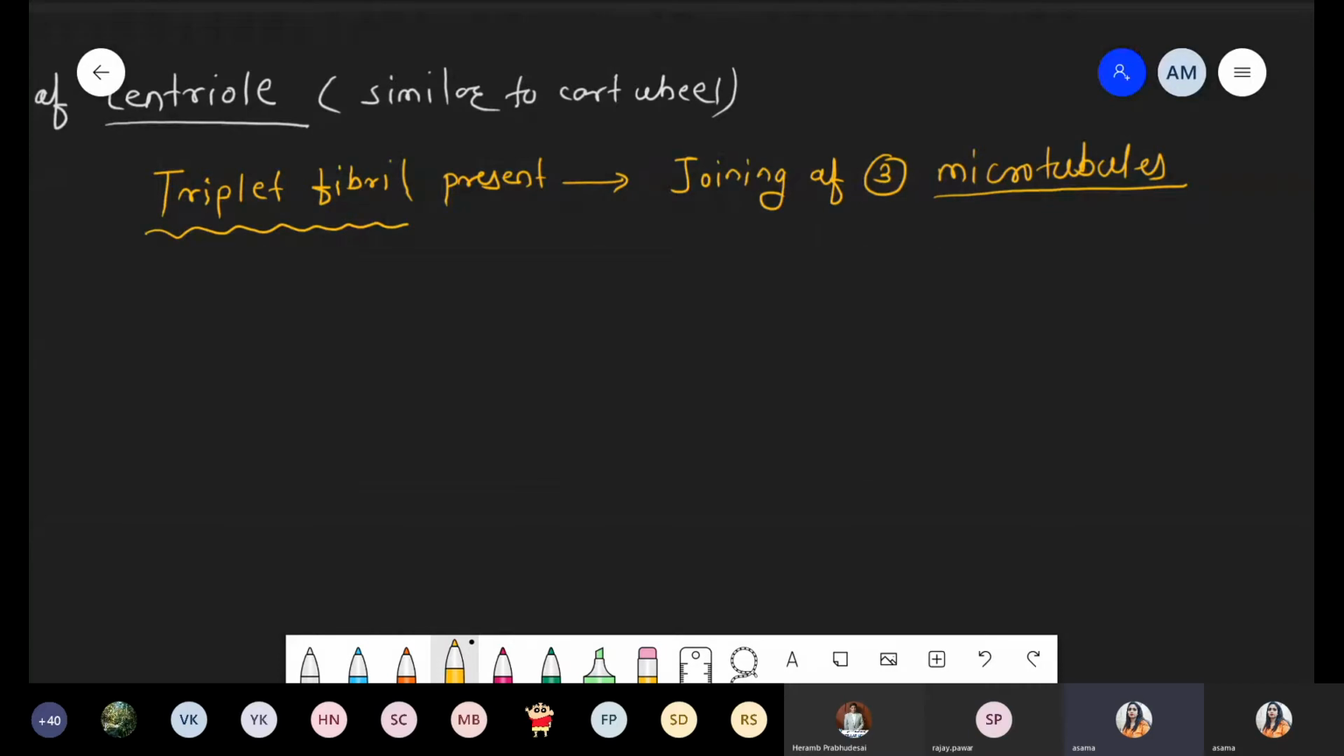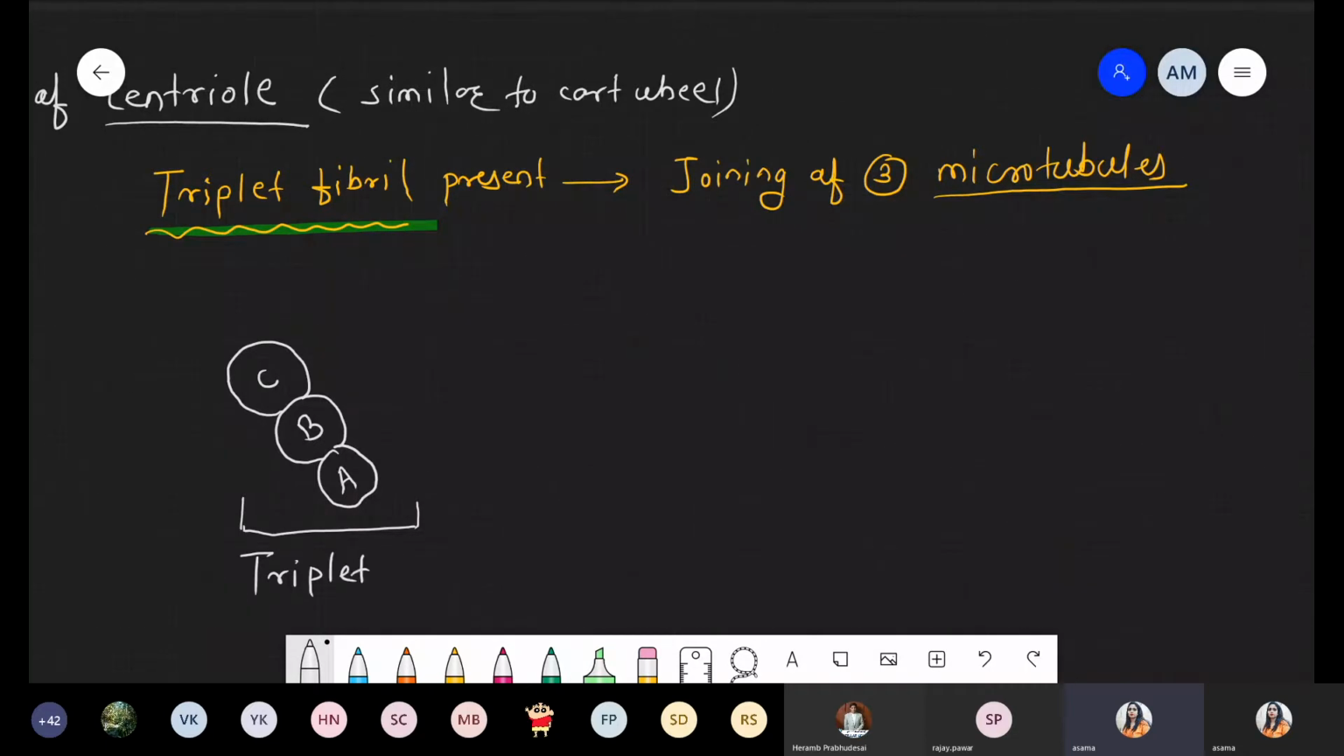So basically we are talking about the triplet fibril, which is associated with the centriole structure. What is the meaning of triplet fibril? It is made up of three fibrils: the first is A, then B, and the third one is C. A, B, C. This typical structure made up of three microtubules is called a triplet fibril.